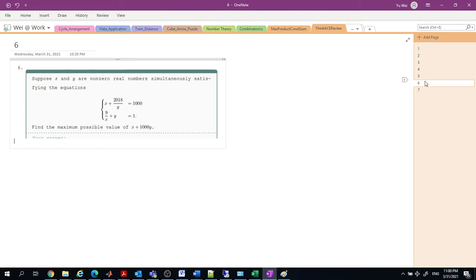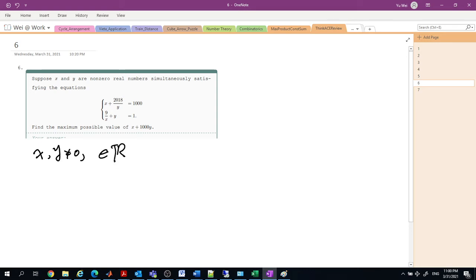Okay, next. Suppose x, y are non-zero real numbers. Let's say x and y cannot be zero, and they belong to the reals, and they satisfy this equation. So what is x + 1000y? Take a look: the denominator has a y. So the first hint is I need 1000y, so just multiply by y: y plus 2018 is equal to 1000y, right?